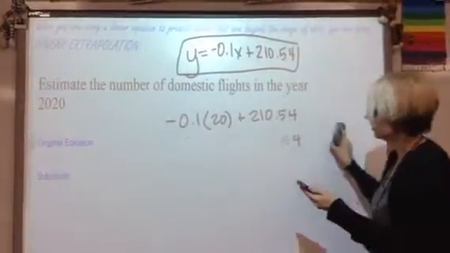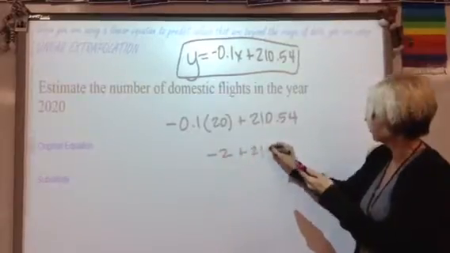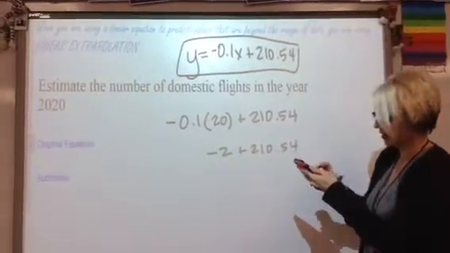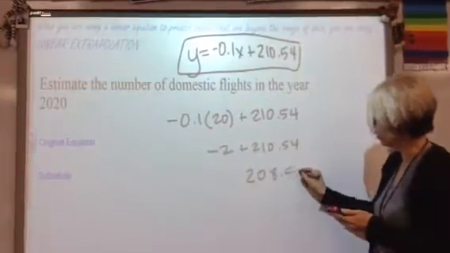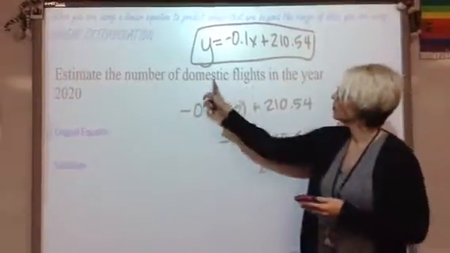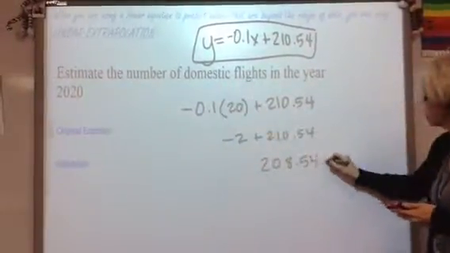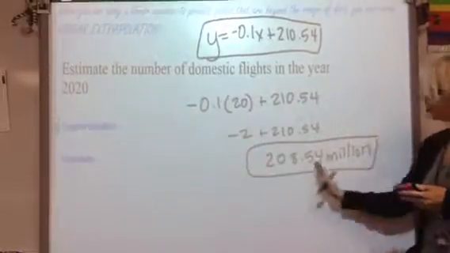Oop, my math is wrong here. All right, let's try this again. This is negative 2 plus 210.54. And hopefully you are doing this along with me and you can double check that as well. So it's 208.54. Remember, this is going to be millions. And this is going to be the number of million flights in the year 2020.